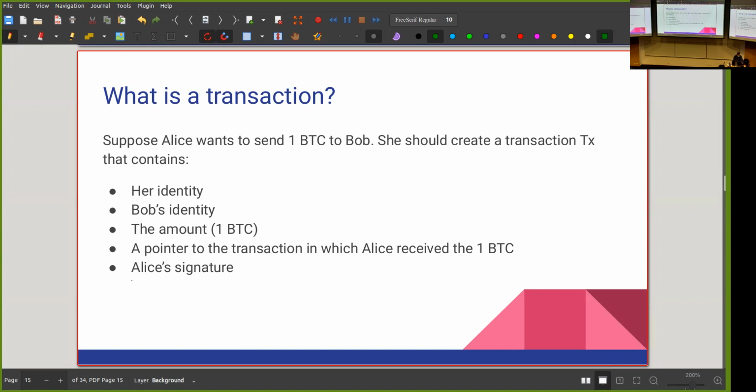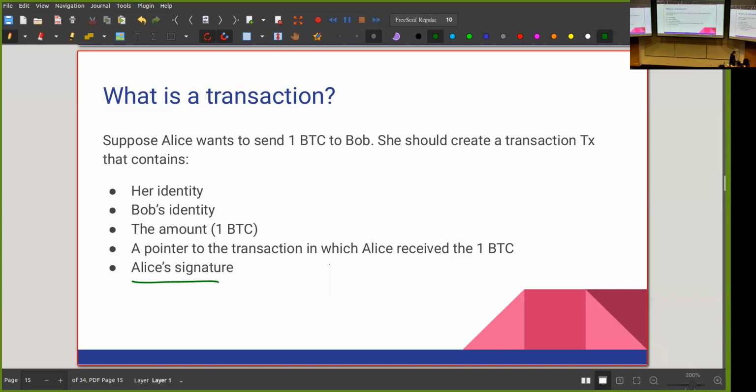So one of them is something that I've already talked about, and that's the signature of Alice. If this transaction does not require a digital signature from Alice, then anyone else can create this transaction and can spend Alice's money. So we definitely want the transaction to be signed by the originator, by Alice.